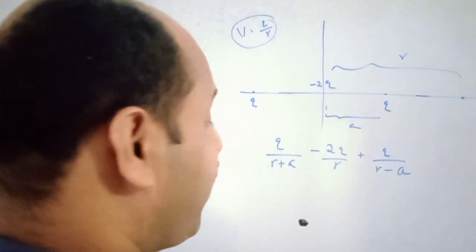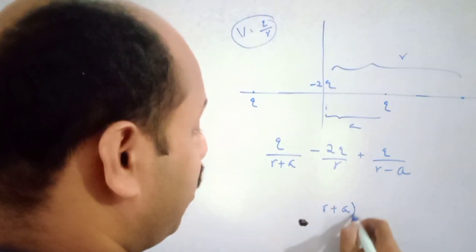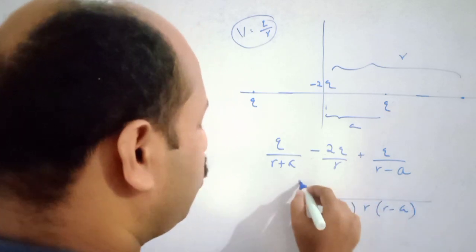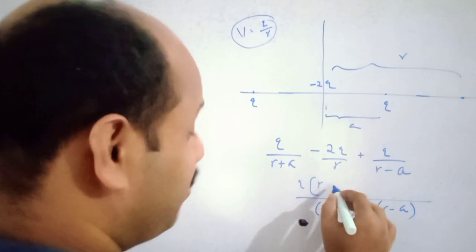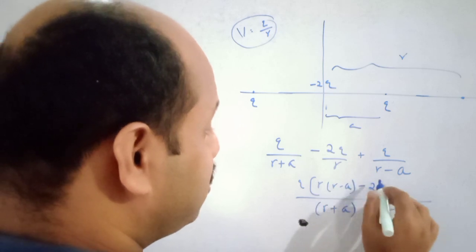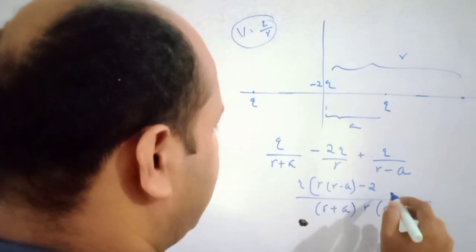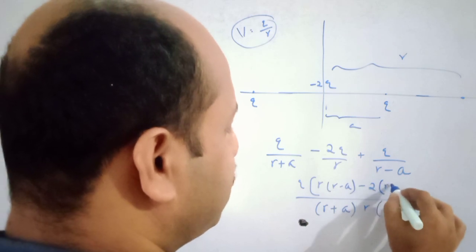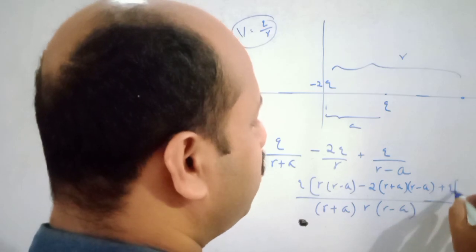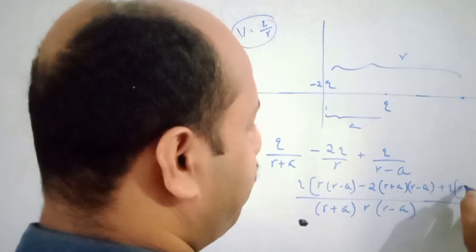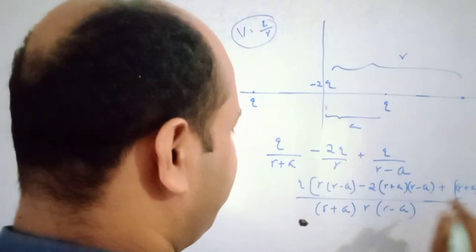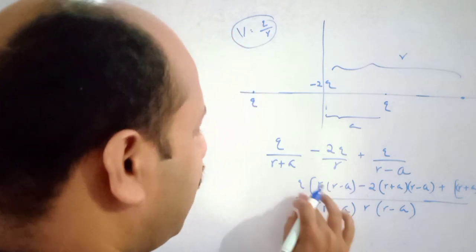Now we have to rearrange it, right? For the denominator we can write R plus A, R minus A. Take this Q as common factor. It is R into R minus A minus 2 into R plus A into R minus A, plus R plus A into R. Now Q is common factor, we already took it outside, right? Now this is R into R minus A.